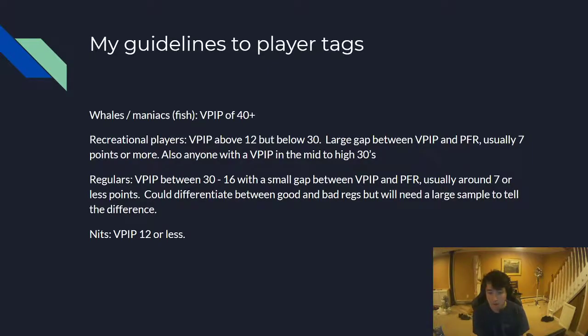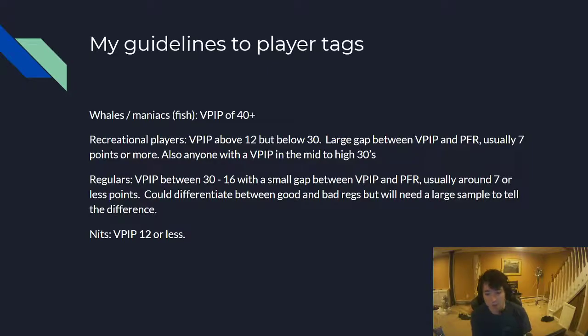They are not going to really understand what they're doing and will probably be making some very poor decisions post-flop as well. So also, any player that has a VPIP in their mid to high 30s is also certainly a recreational player. They're not quite as profitable to play against as whales and maniacs, but they certainly have plenty of leaks to exploit in their pre-flop opening ranges.